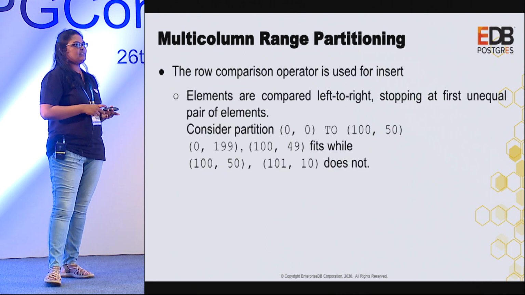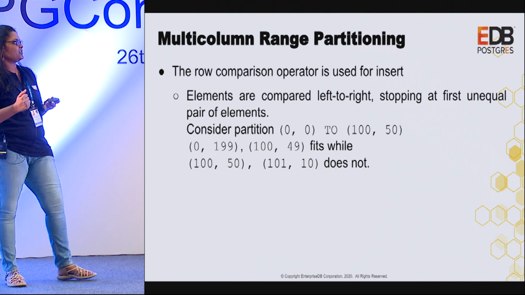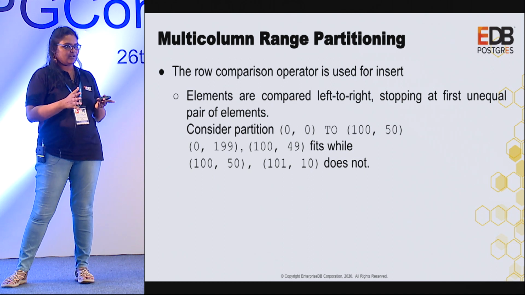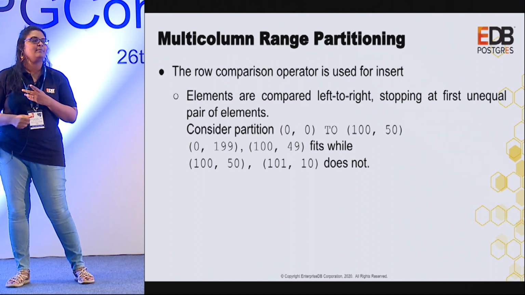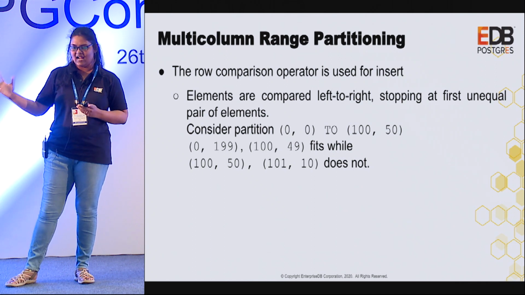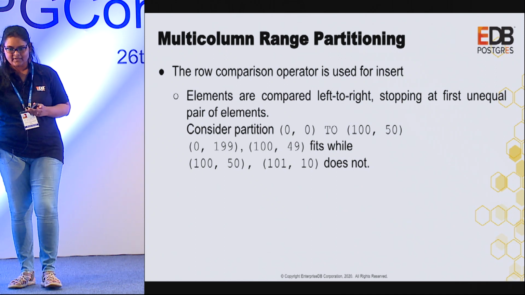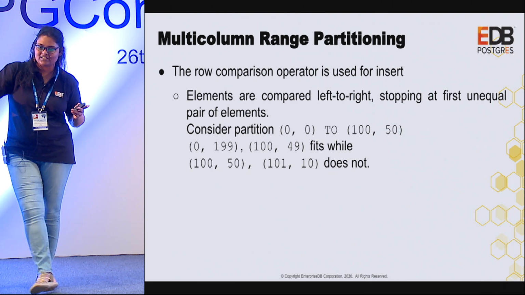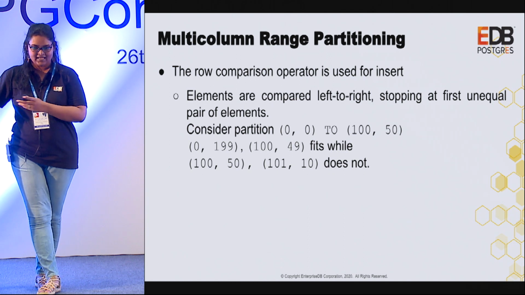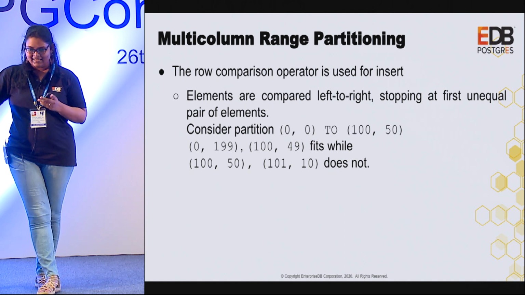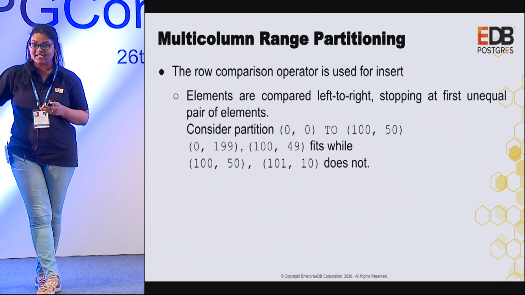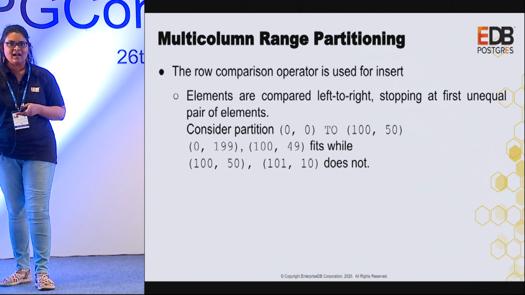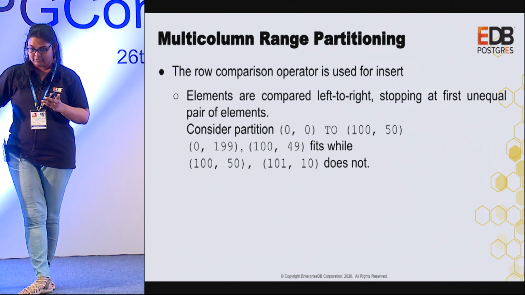Okay, so the way the insert is performed for this particular partitioning is the row comparison operator. So all the elements of that particular row that is being inserted would be checked from left to right, and at the first unequal element, it would stop. So that is the reason why you can see, according to the example, when I consider the partition 0, 0 to 100, 50, this one will accept 0, 199. So for the second column, 199 is not between 0 and 50, but it satisfies the first column, which is from 0 to 100. So you can enter into this partition.